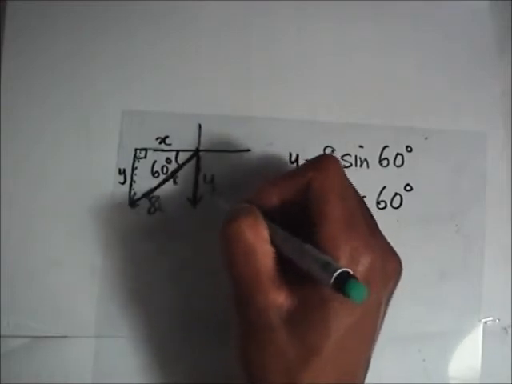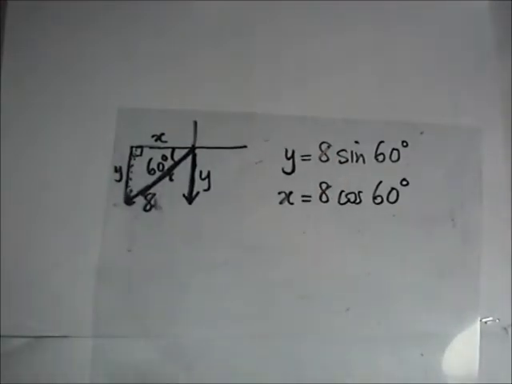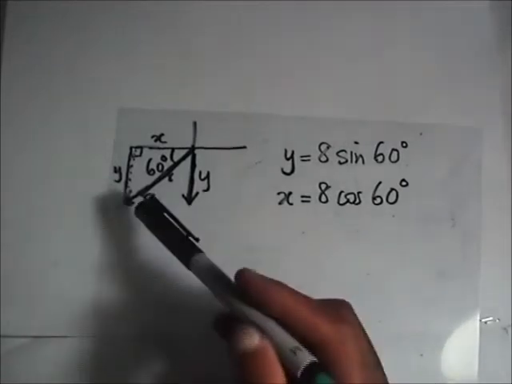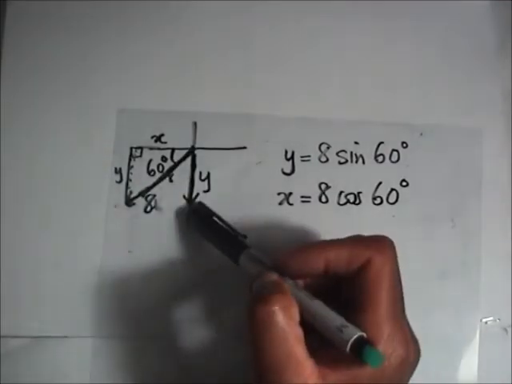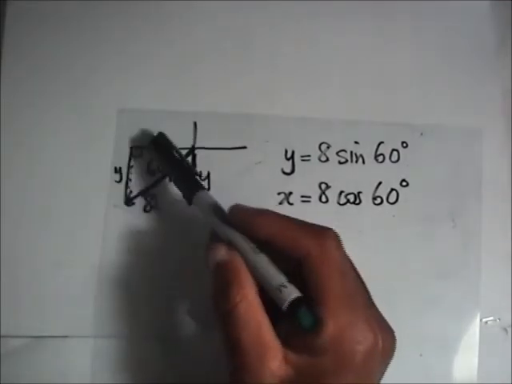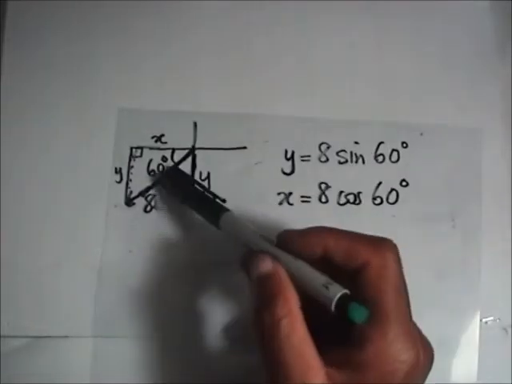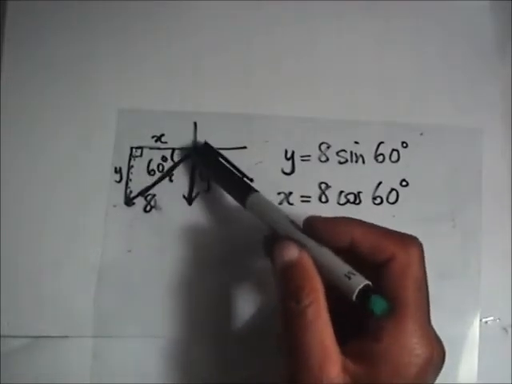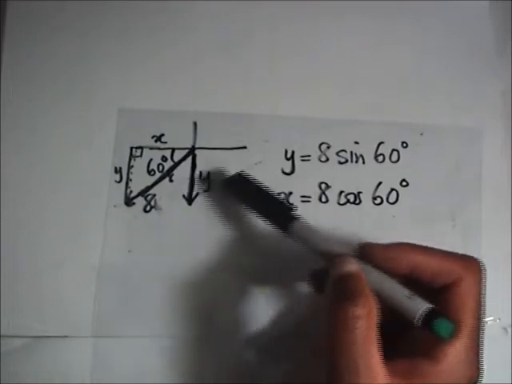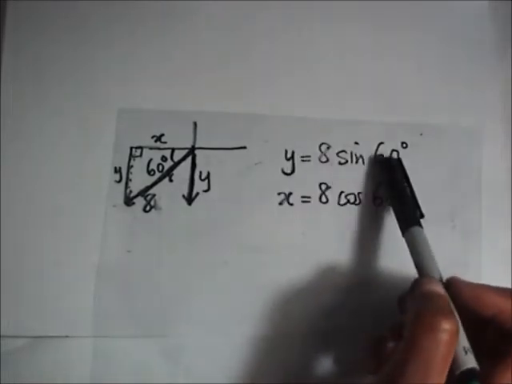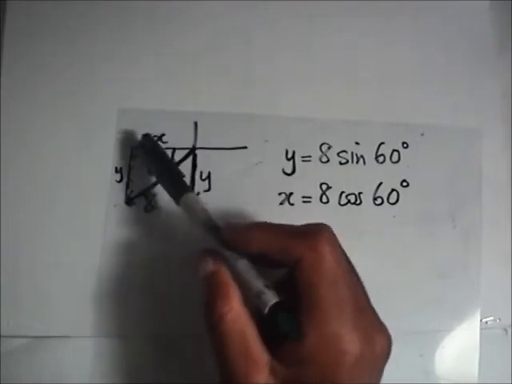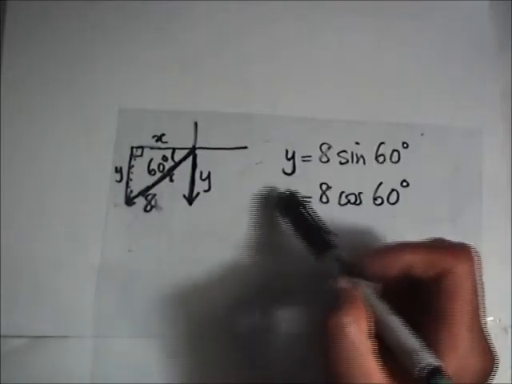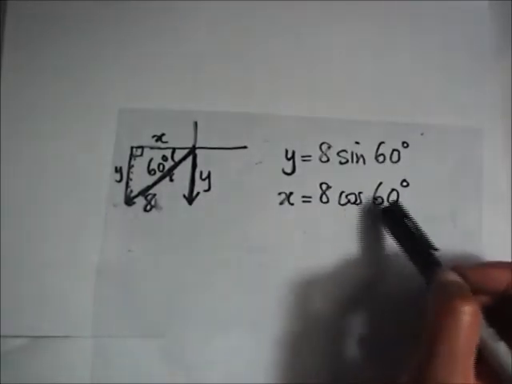Same length, so I can put the y there. What I've basically done is resolve this 8 Newton force into two forces, the y force and the x force, using sin, cos, tan and the angle. So my vertically downwards component is 8 sine 60, and my horizontally left directed force, the x, is 8 cos 60.